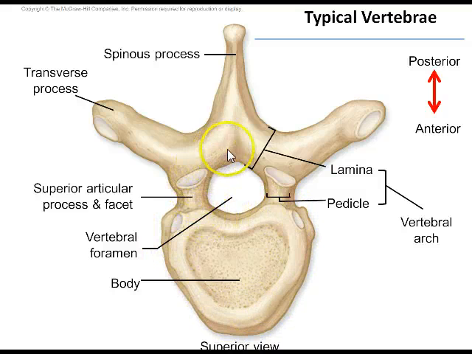Then we have a large arch called the vertebral arch. The vertebral arch surrounds this space called the vertebral foramen, which contains the spinal cord.